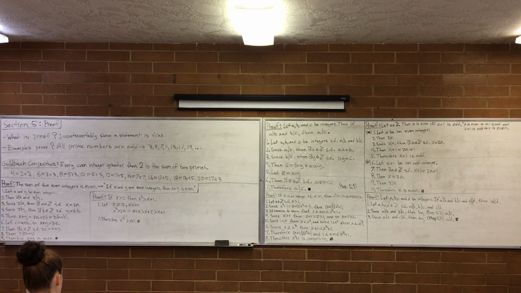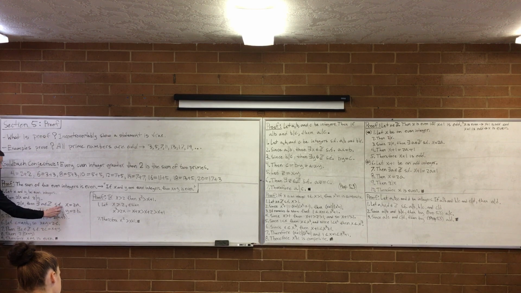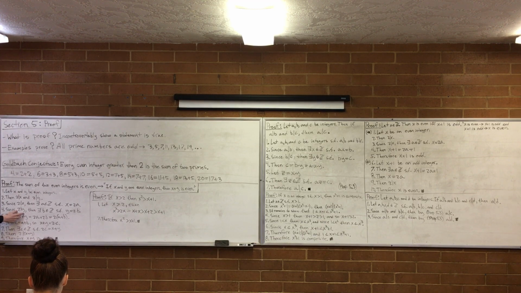Right. Okay, so since 2 divides x, then there exists a in Z. Z is the set of all integers. A is just an element out there. Then there exists an integer, call it a, such that x equals 2a. So if 2 divides x, then there is an integer, call it a, such that x equals 2a. That's what it means for 2 to divide x. Does that make sense? Same thing with y. Since 2 divides y, then there exists an integer b such that y equals 2b.